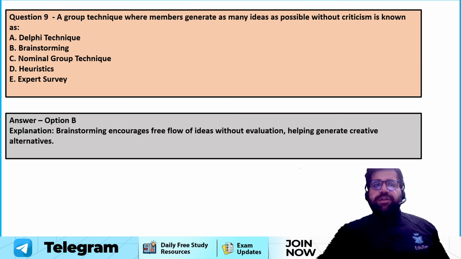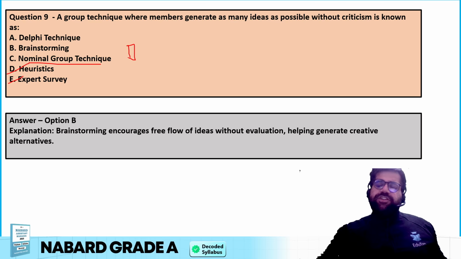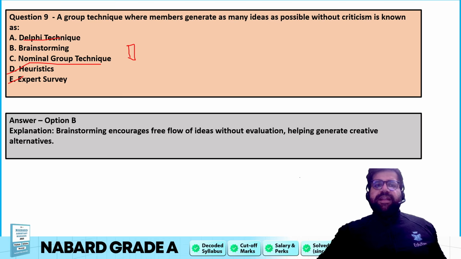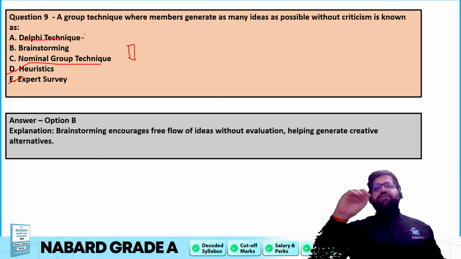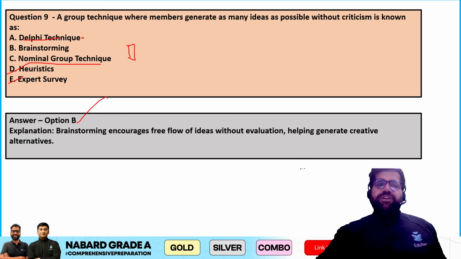Heuristics, this I told you yesterday. Heuristic is what? Mental shortcuts. Expert survey, as the name suggests, is a survey done by experts. Nominal group technique is like you will be passing a vote card, and then you will be collecting information from all the people. Delphi technique happens with a questionnaire. Like you will be giving a big set of questions and you will ask your respondents to fill it. So over here, the correct answer will be option number B.